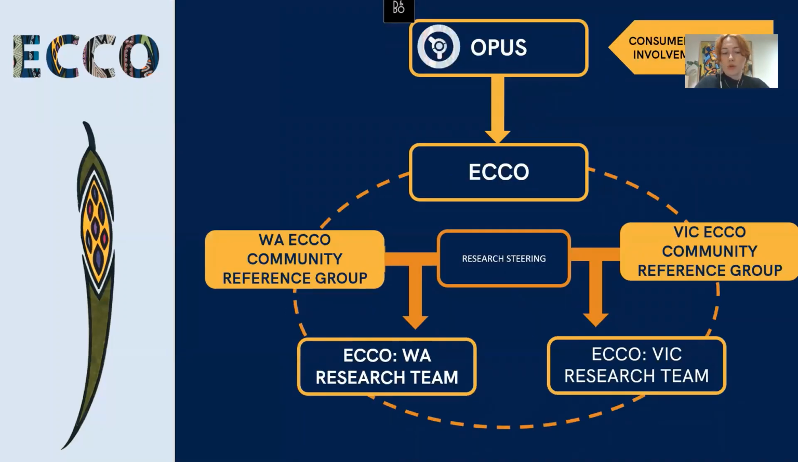So now we have a Victorian Aboriginal community reference group to provide research steering to ECCO projects on the Victorian side of things. And we join this group with the WA Community Reference Group and also the Consumer and Community Involvement Program at OPIS. And we embed this into the overall structure, which further strengthens our commitment to community engagement at all levels of research.